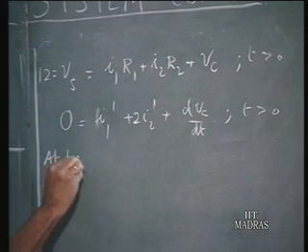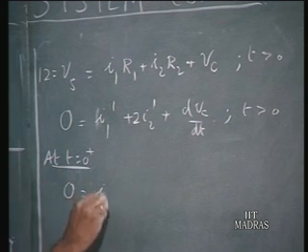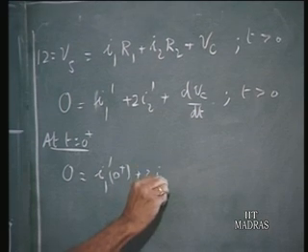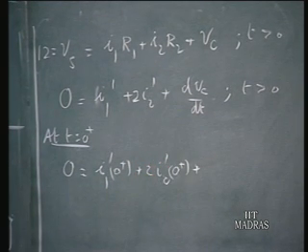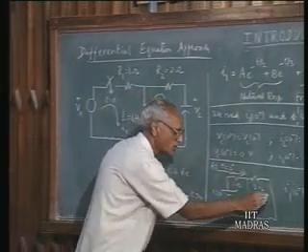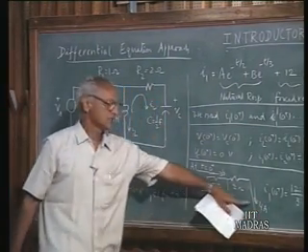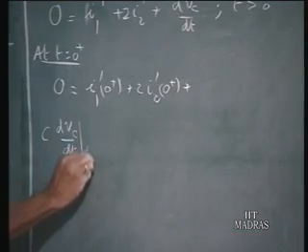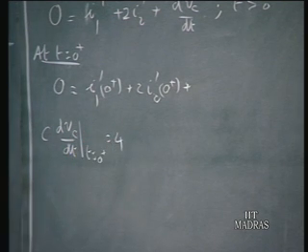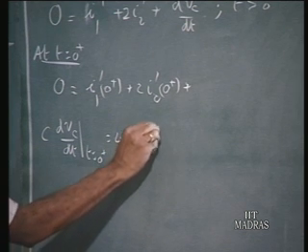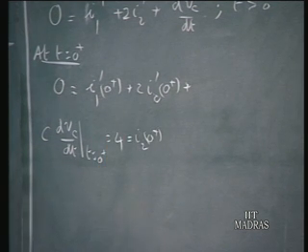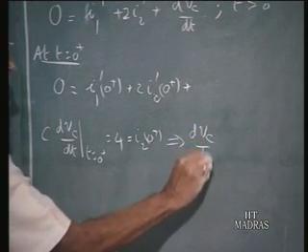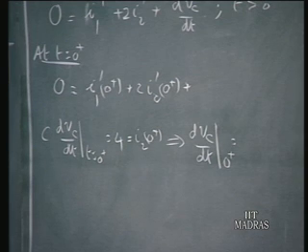At t equals 0 plus, this is 0 equals I1'(0+) plus 2 times I2'(0+) plus dVc/dt. What is the value of dVc/dt at t equals 0 plus? The current in C here at t equals 0 plus is 4 amperes. So, what does it mean? C dVc/dt, that is the current in the circuit at t equals 0 plus, equals 4. This is I2(0+), which is the same as I1(0+). From this we observe that dVc/dt at t equals 0 plus is 4 divided by C.